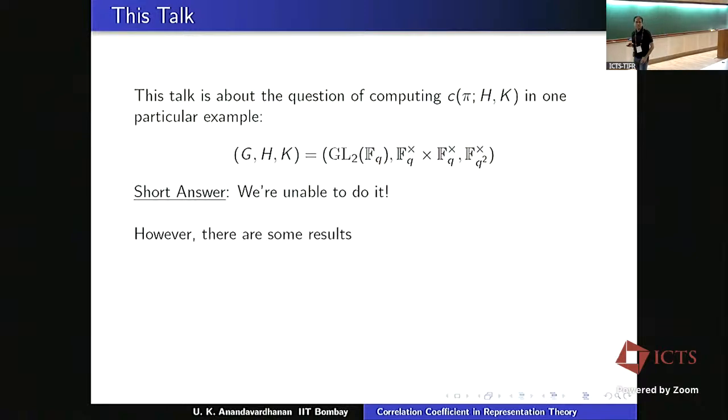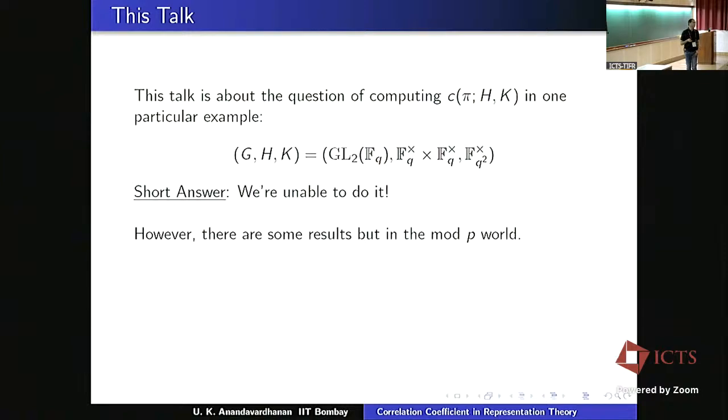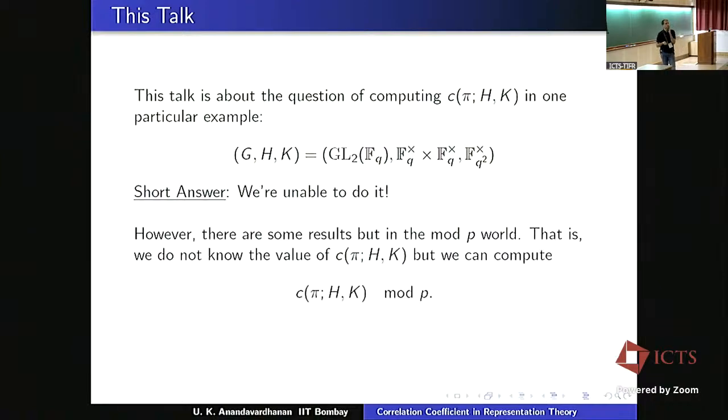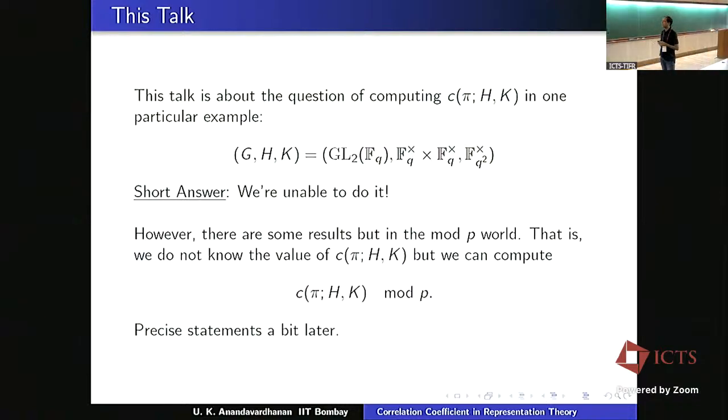there are some results. So remember, we started with the basic setting, a complex representation of G. So I would have liked to answer this without going outside that world, which I can't do. So there are some results, but in the mod p world. The question is complex, but the answer is in terms of mod p. That is to say, we do not know the value of C_pi(H,K) as we defined, but we can compute its mod p value. Okay. So of course, this has to be made a bit more precise, and that will come a bit later. So I hope the setting is clear, and this is what we aim to do in this talk.